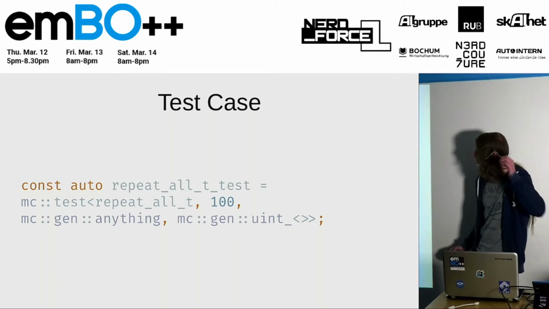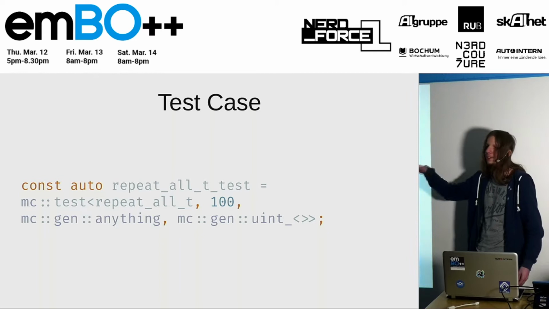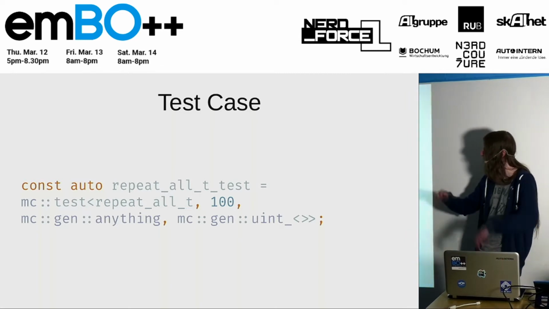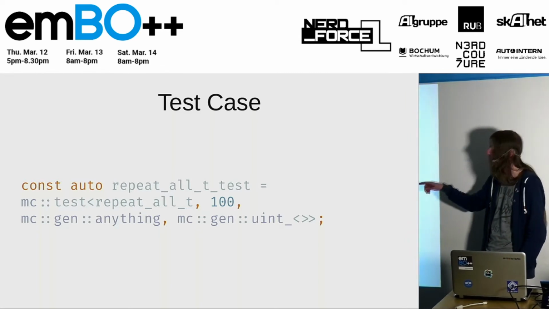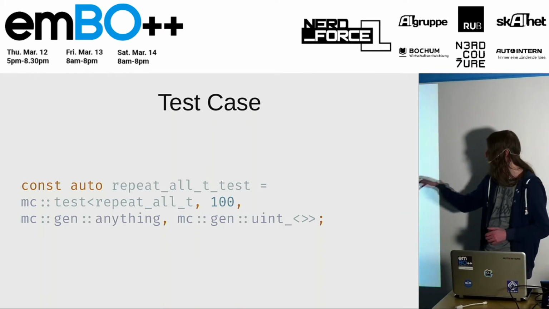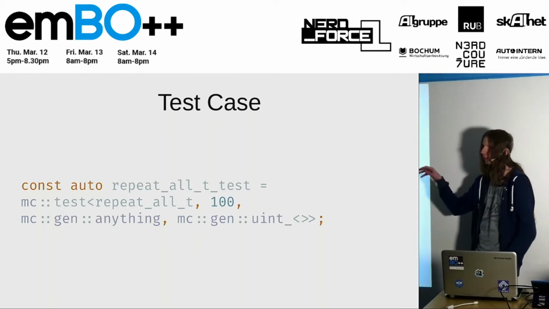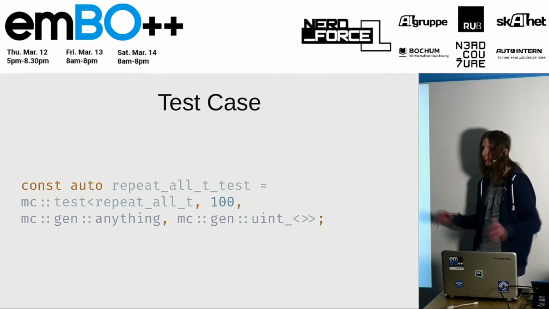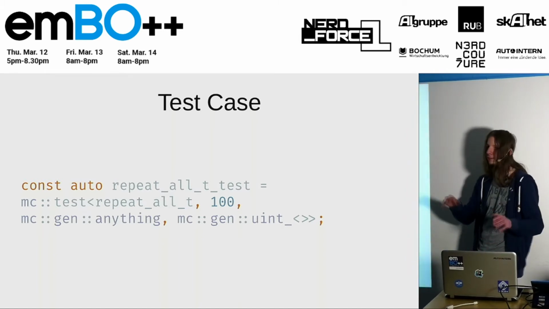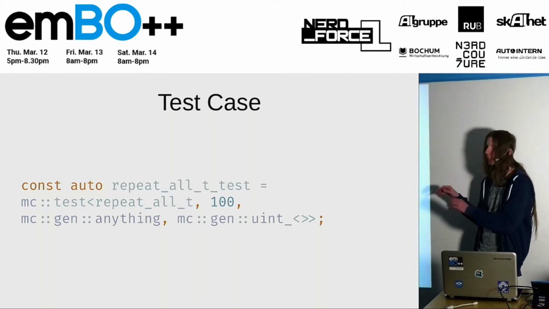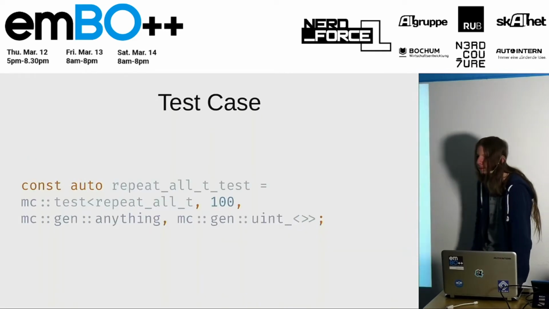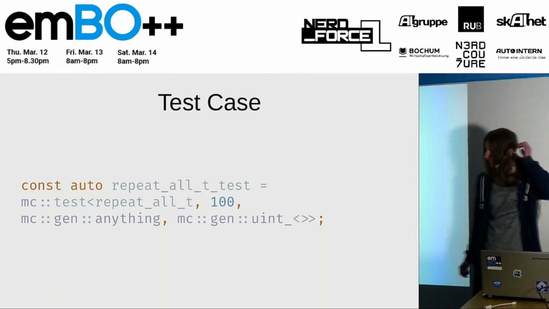And then here's the actual test case. So just a different name for the test case, and then the test wrapper with the test name, the number of times you want to repeat the test with different parameters, and then one or multiple parameters that say what possible inputs it could have. So in this case, the repeat function can have anything for the first type that it has to repeat, and any number for the amount of times it has to repeat. So repeat is the function you want to test.